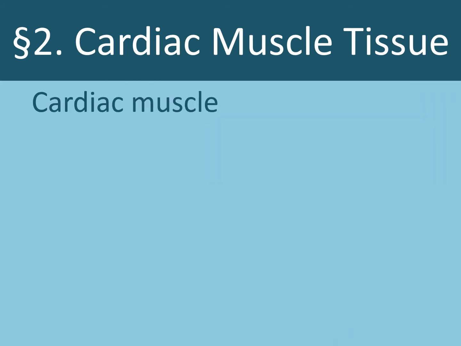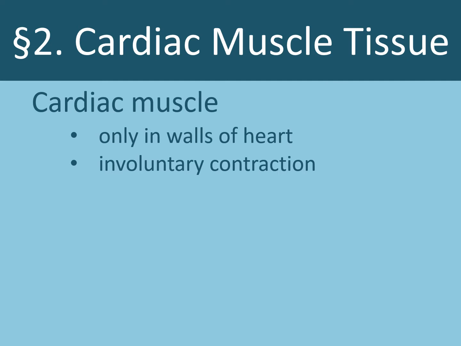Cardiac muscle is found exclusively in the walls of our heart. Remember, there are three types of muscle tissue: skeletal, smooth, and cardiac. Like smooth muscle, cardiac muscle contracts involuntarily. We cannot consciously control the contractions of our heart. Unique to cardiac muscle is that these contractions are controlled by the heart itself. We say that the contraction of our heart muscle is autorhythmic.